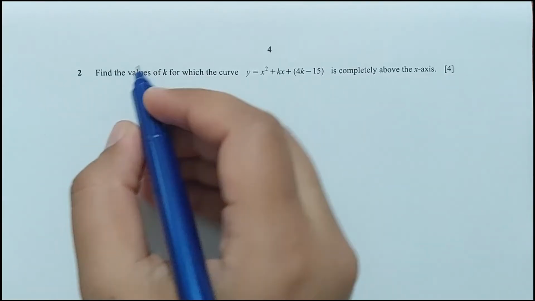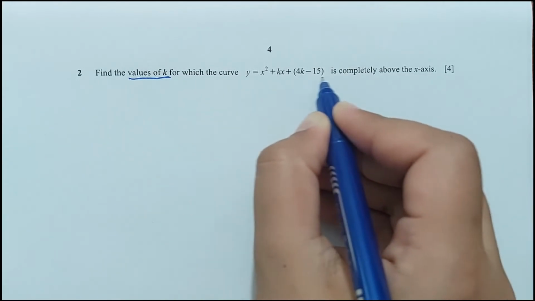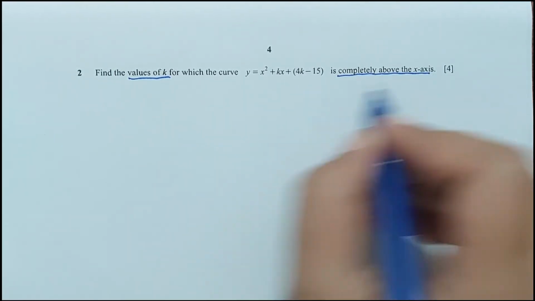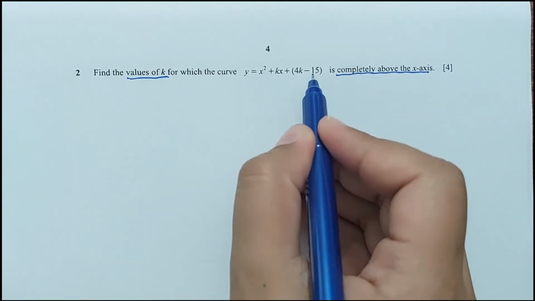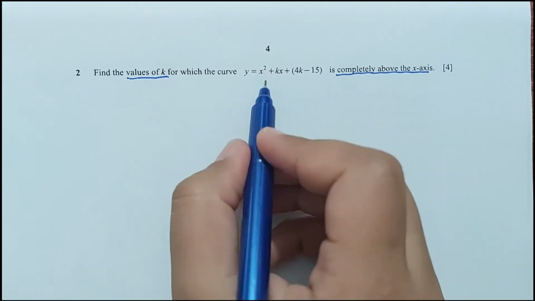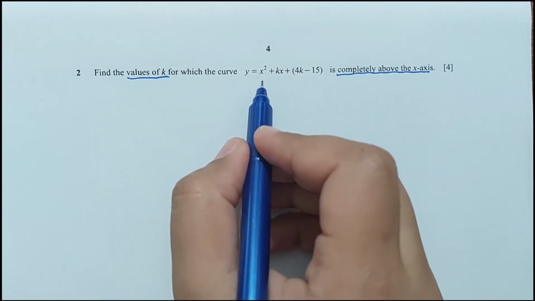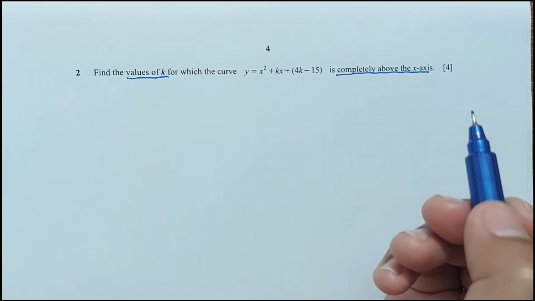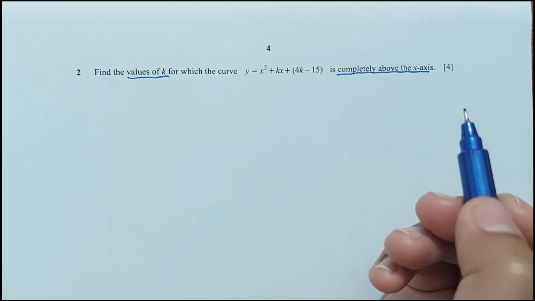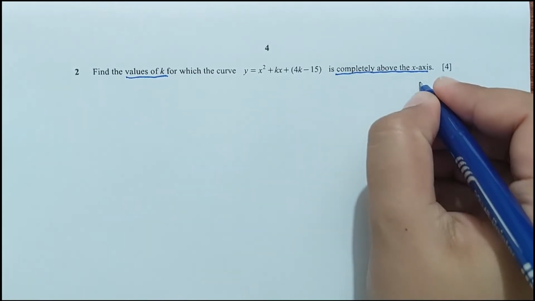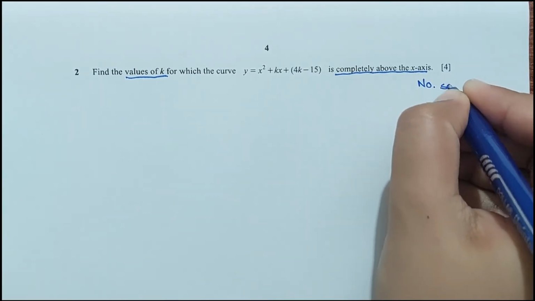Question number 2, find the values of k for which the curve is completely above the x-axis. The curve is quadratic, so the graph is a parabola. A parabola has one solution, two solutions, or no solution. One solution means one x-intercept, two solutions means two x-intercepts, and no solution means no x-intercept. So completely above the x-axis means it has no solution.